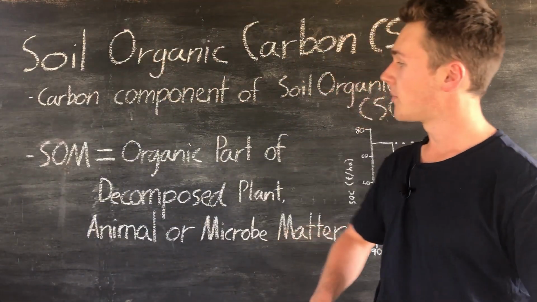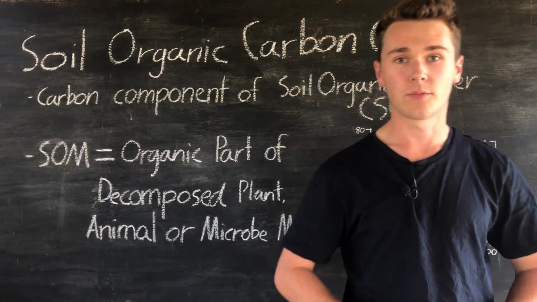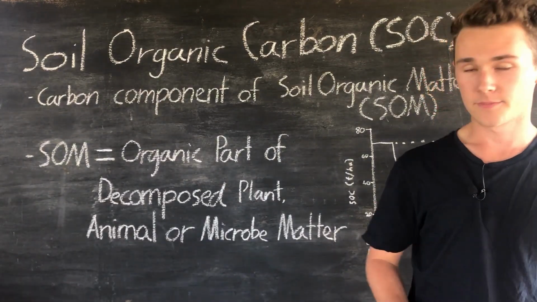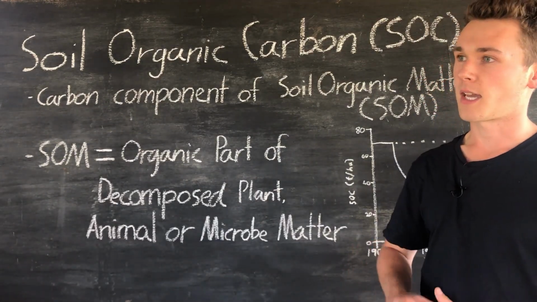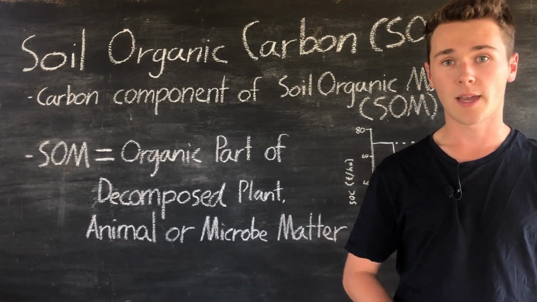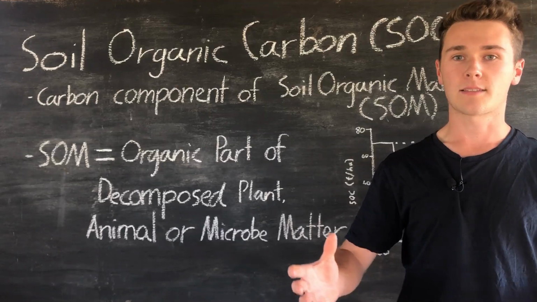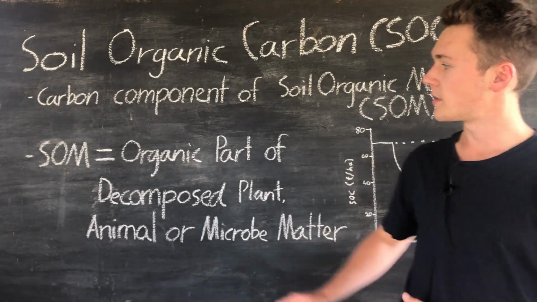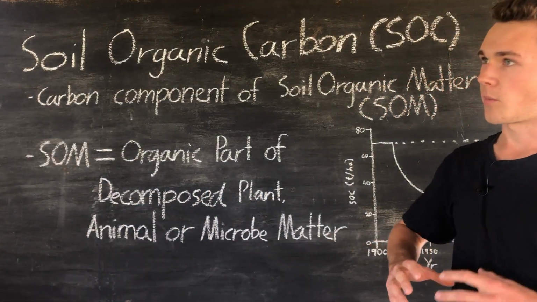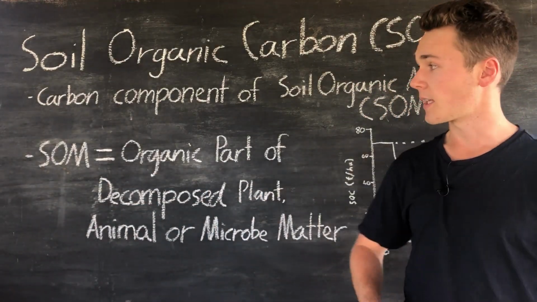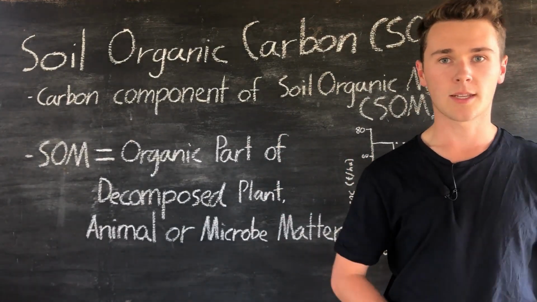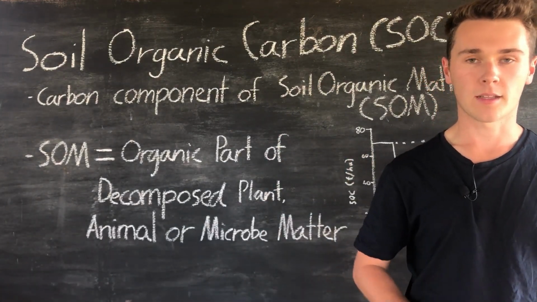Soil organic matter is the organic part of decomposed plant, animal, or even microbe matter. So this can include, say, a tree falls over, or you plough some green manure back into your soil. All that has to first break down before it's considered soil organic matter. And it's within this soil organic matter that you have soil organic carbon. So all soil organic carbon comes from organic matter in the first place.